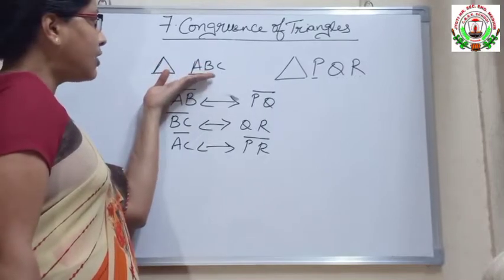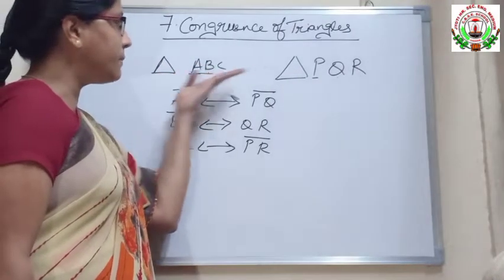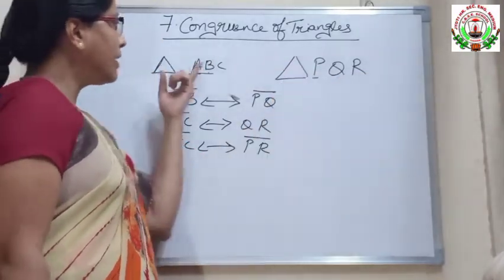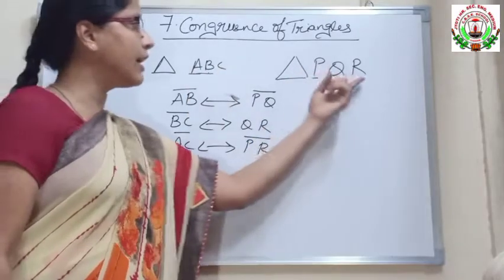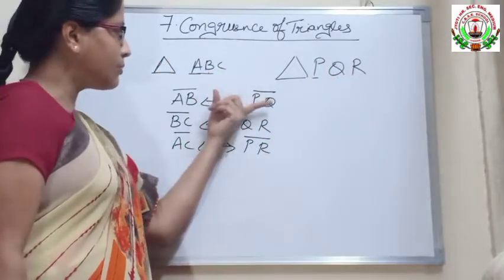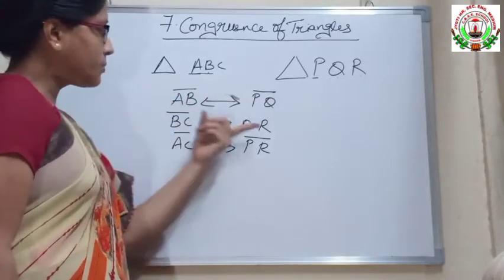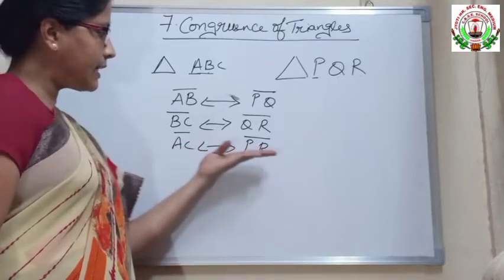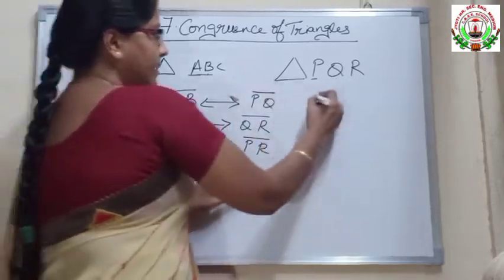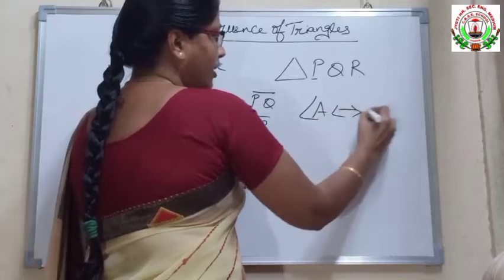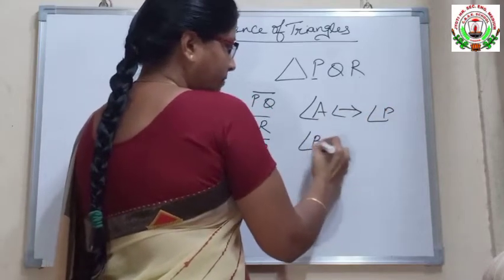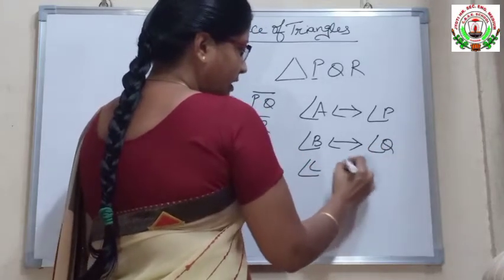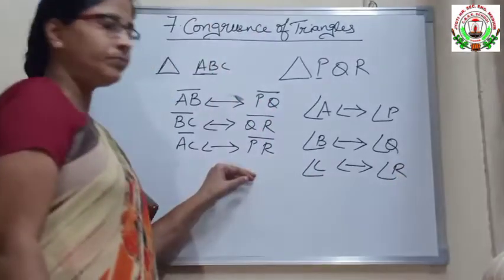I have taken here two triangles, one triangle ABC and the second triangle PQR. See, A corresponds to P, B to Q, C to R. So line segment AB corresponds to PQ, BC corresponds to QR, and AC corresponds to PR. Likewise, angle A will correspond to angle P, angle B will correspond to angle Q, angle C will correspond to angle R.